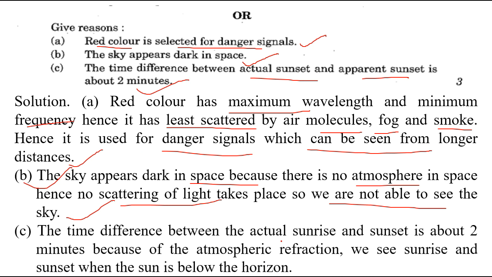So the time difference between actual sunrise, or you can say actual sunset also, if the question comes for the sunset. So this question has come from sunset, so you just bracket this sunrise. The actual difference is about 2 minutes because of the process of atmospheric refraction, that we see sunrise and sunset when the sun is below the horizon. So this thing you have to tell. This is all the answer, and we have discussed this in our classes also.